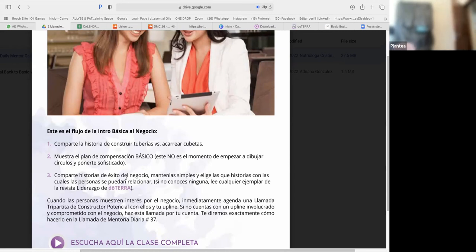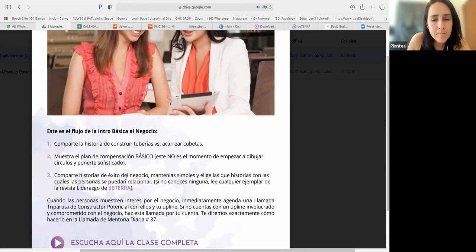Estamos tomando un poco de tiempo y energía por un tiempo para construir una tubería financieramente, para que ya no tengamos que acarrear cubetas con el trabajo, porque cuando paramos de trabajar, paramos de invertir horas de trabajo, pues no nos pagan. Pero con dōTERRA, incluso cuando dormimos, cuando estamos en la playa, cuando nos vamos de vacaciones o estemos haciendo lo que estemos haciendo, nos pagan.